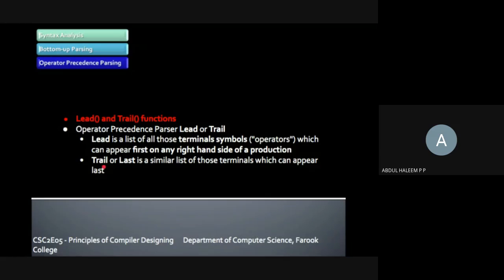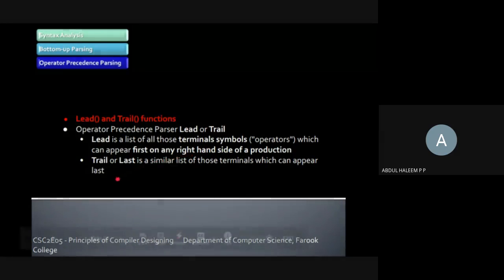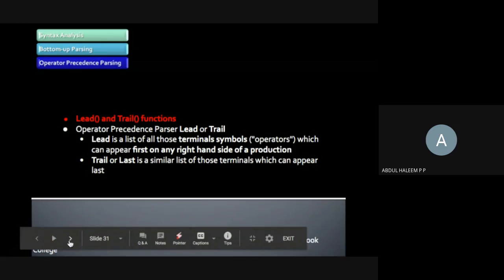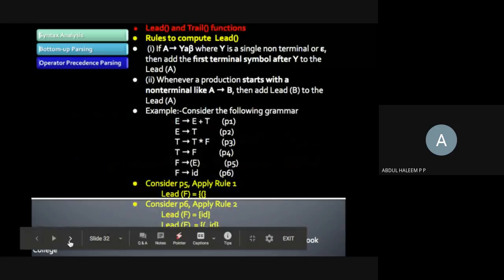Similarly, trail is also called last. Last is a similar set of terminals which can appear on any right-hand side of a production as the last element. These are the bare definitions. Now we will look into the detailed rules of computing lead and trail. First, let us see how to compute lead.